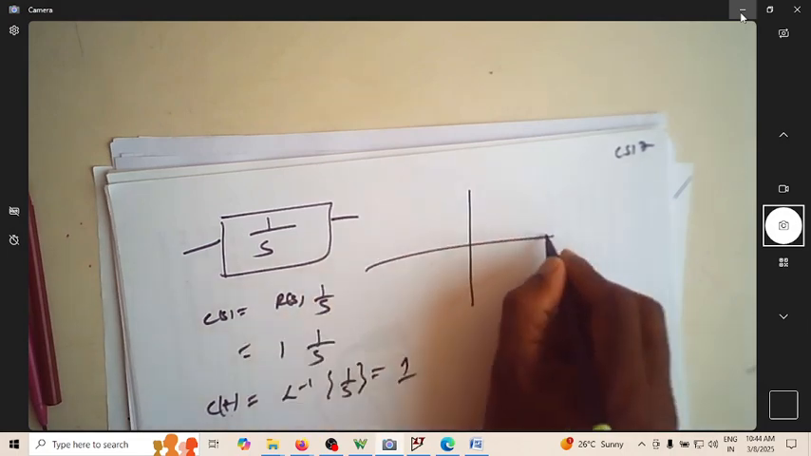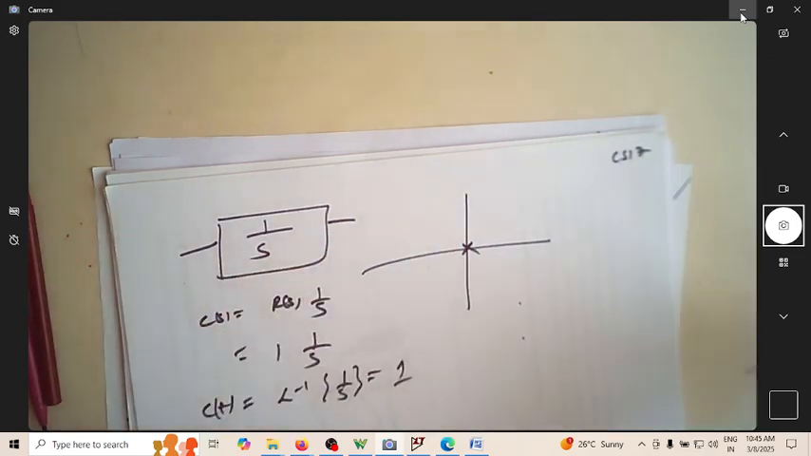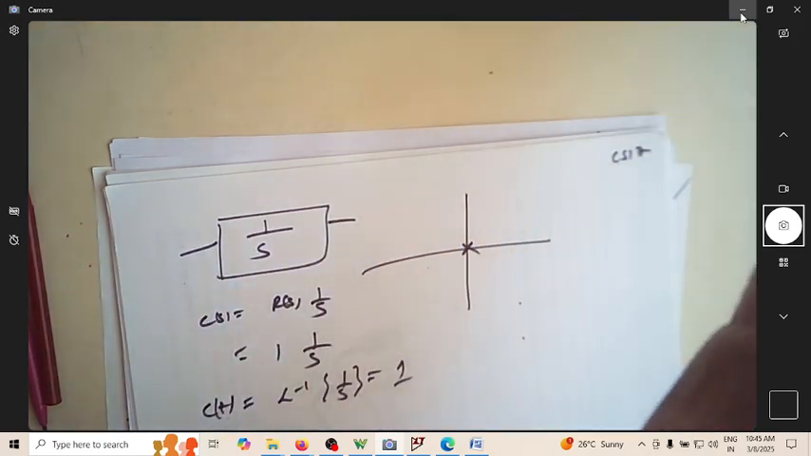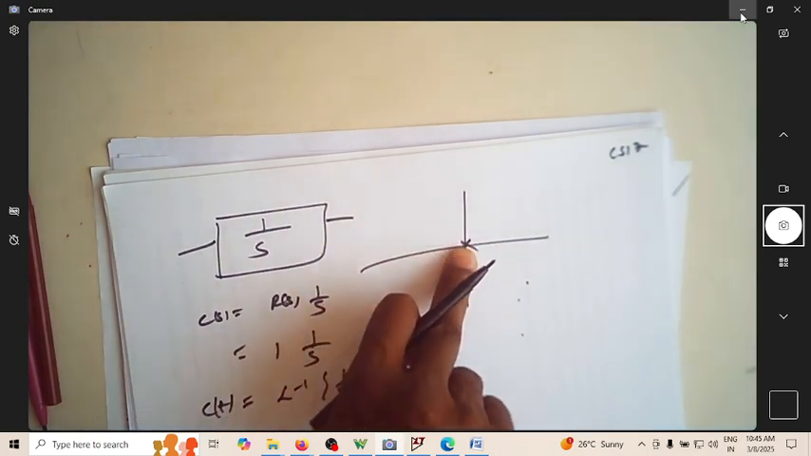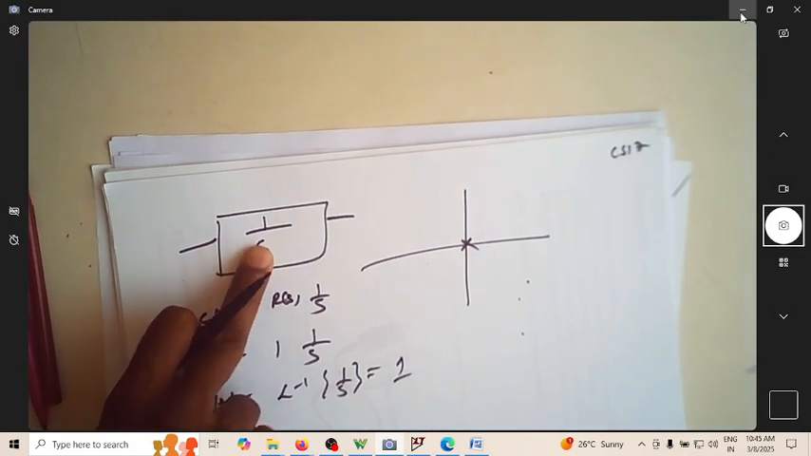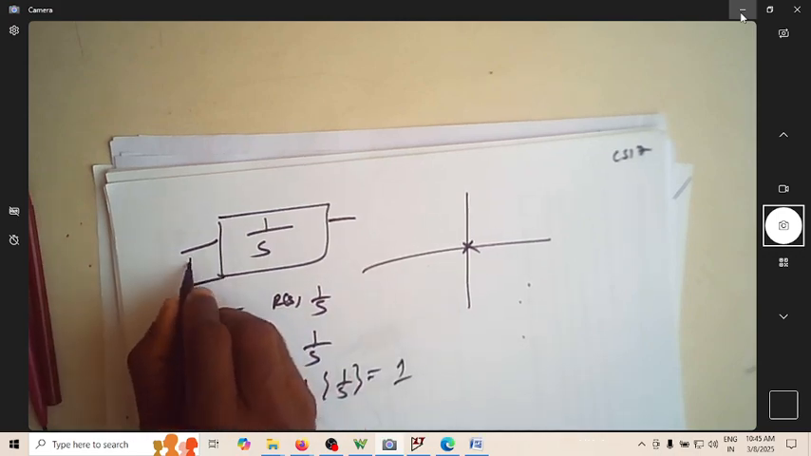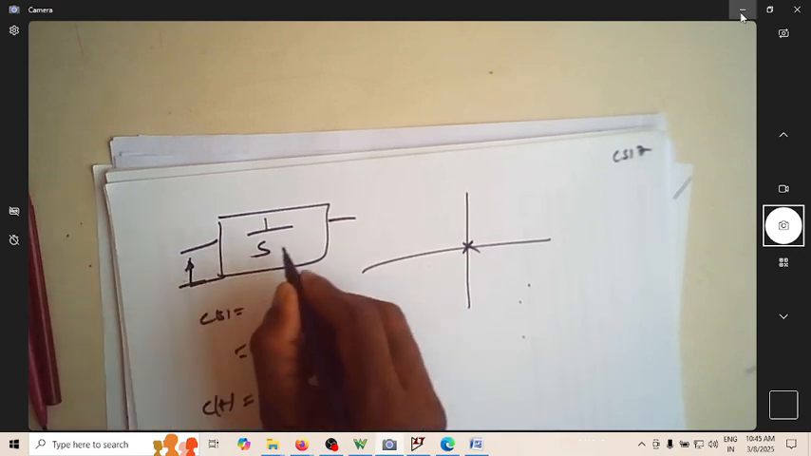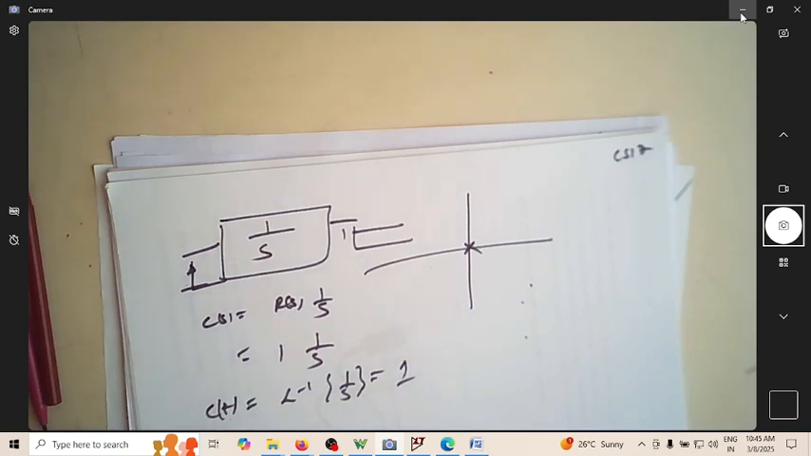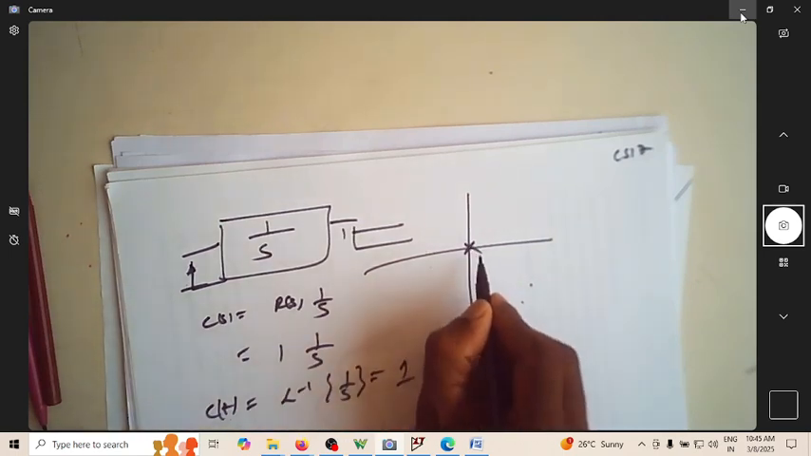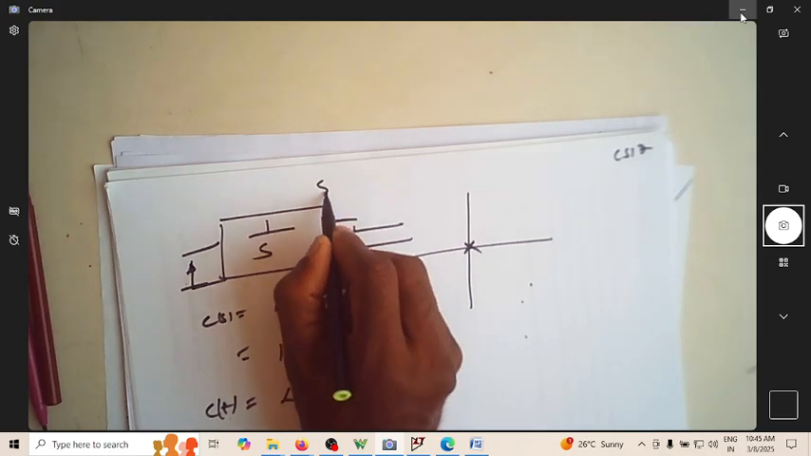So if we have a pole at the origin, because we know that if it is there onto the left hand side, it is decaying. If it is there onto the right hand side, it is increasing. So it is unstable, stable. If it is there at the origin, what is the system stability? You can see for such a system, if we give a bounded input with the delta function, the output is a DC value of magnitude 1. So if you have a system with a closed loop pole at the origin having this type of transfer function, this is a stable system.